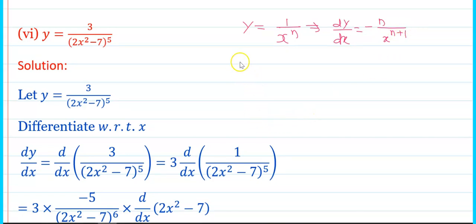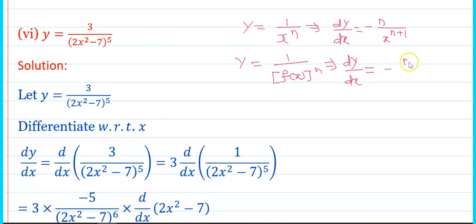Now we have the function. What type of function is this? This is y is equal to 1 upon f of x raised to n. It implies that its derivative dy by dx is equal to, what about its derivative?